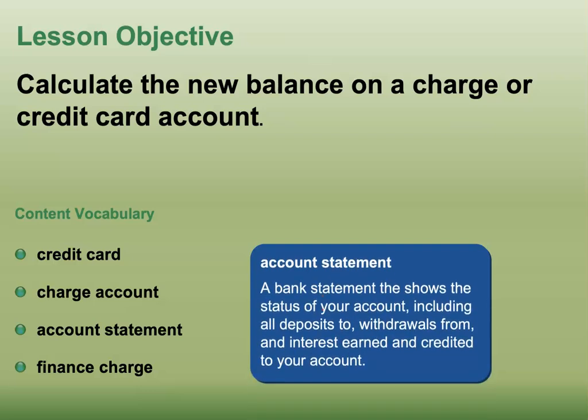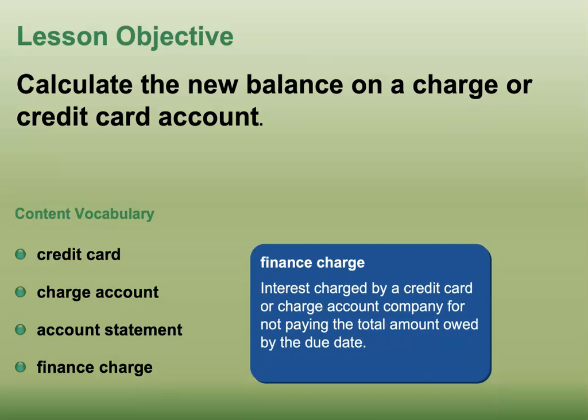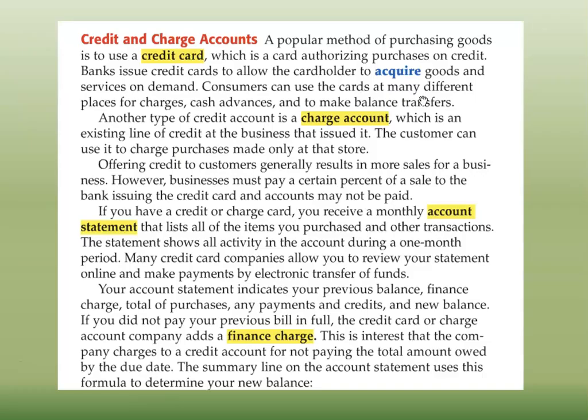An account statement, we've had this before, is a bank statement that shows the status of your account, including all deposits to, withdrawals from, and interest earned and credited to your account. And the last, finance charge. This is the amount of interest charged by a credit card or charge account company for not paying the total amount owed by the due date. So we really will be talking about credit cards and finance charge for this unit. Please pause if you need to write down those.